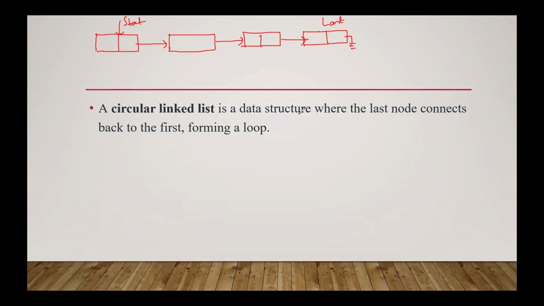A circular linked list is a data structure where the last node, meaning this node, connects back to the first node. So previously, what happened? It pointed to null, but right now it connects to the first node, making a loop. So this is called the circular linked list.